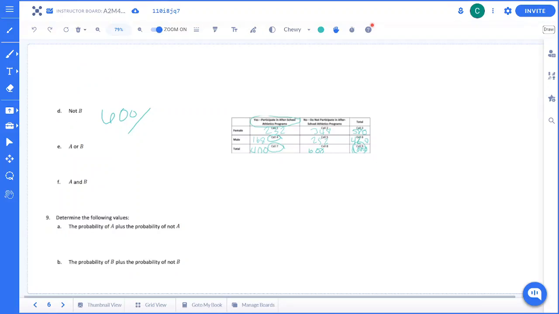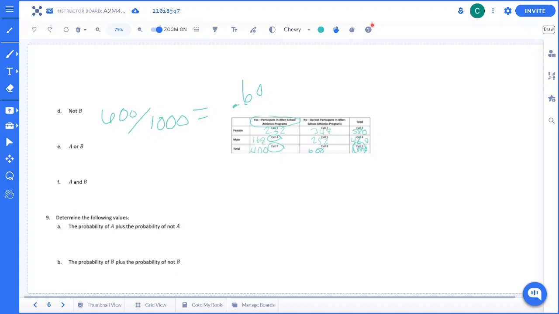Out of 1,000, so that's going to equal 0.60, or whatever you want to call it, 6/10.